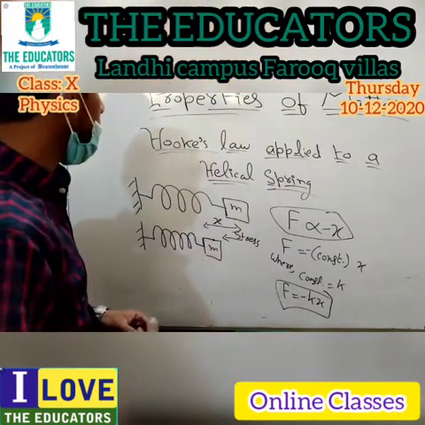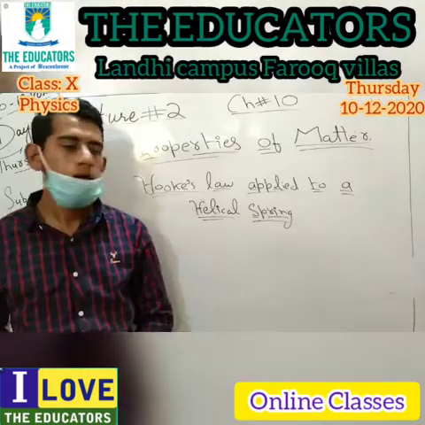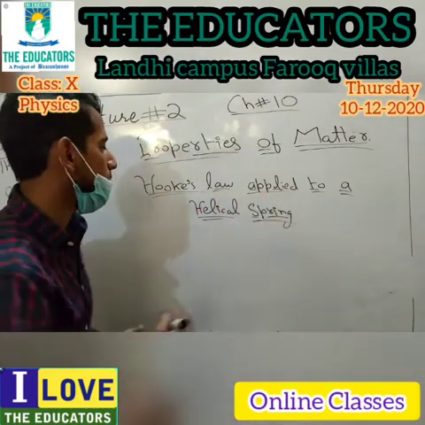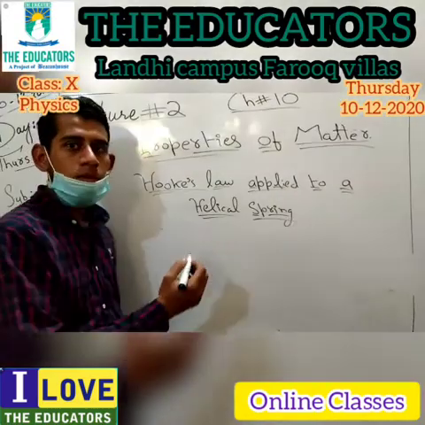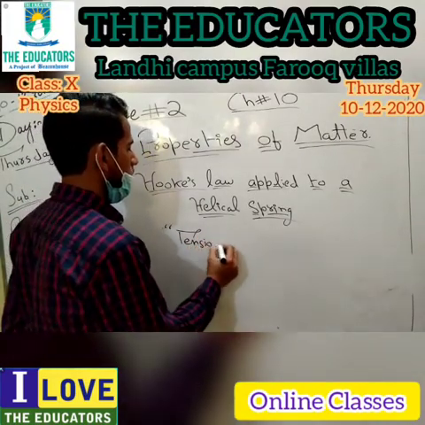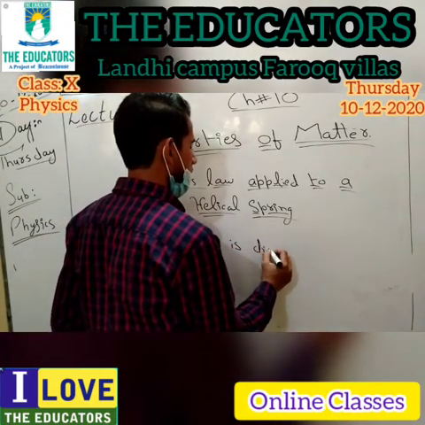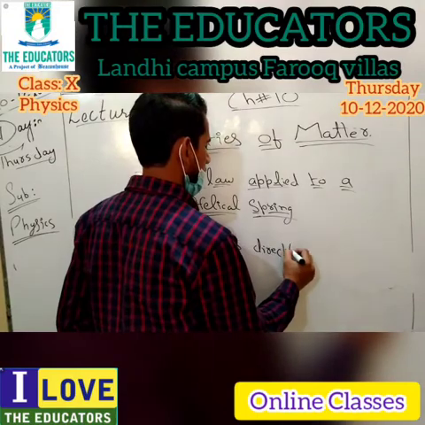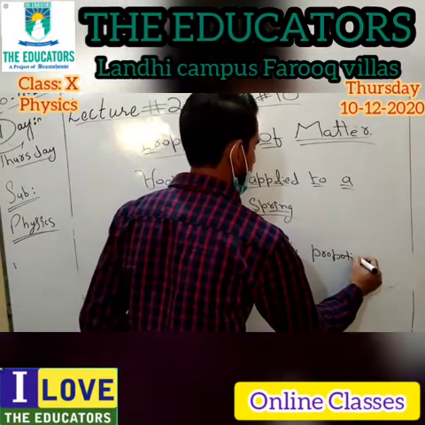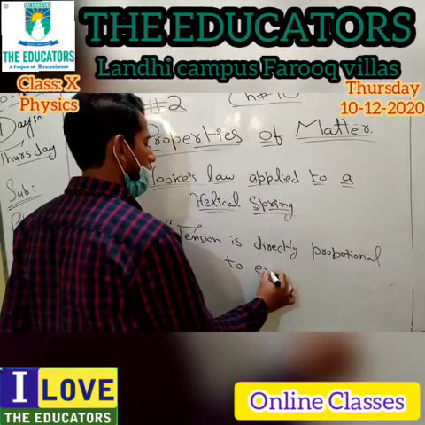So the statement for Hooke's law applied to a helical spring is: tension is directly proportional to extension.